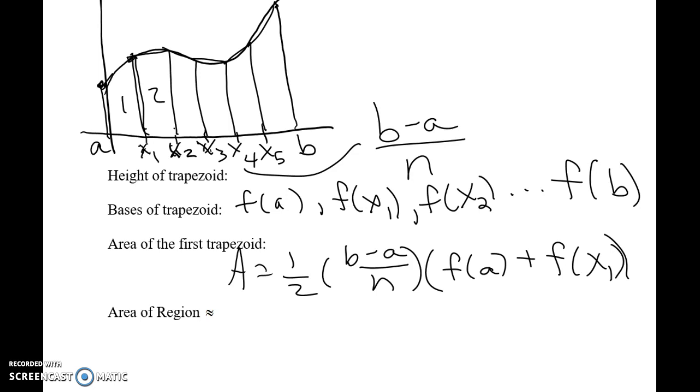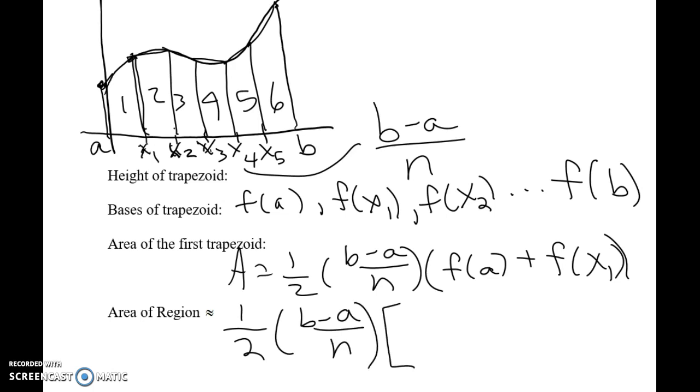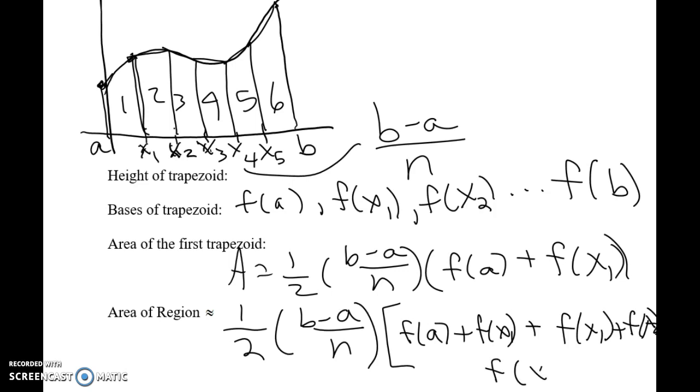Now let's figure out the area of the region. So we're going to add up all 6 of the trapezoids. All of them will be multiplied by a half and multiplied by the height, which is B minus A over N. So then we need to add up all of the bases. For the first trapezoid, we have f of A plus f of x1. And then the second one will be f of x1 plus f of x2. And we're going to continue this pattern until the last one is f of x5 plus f of B.